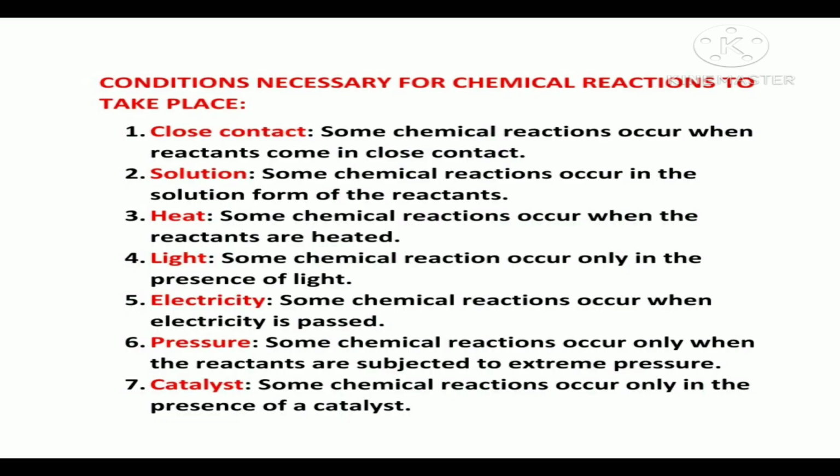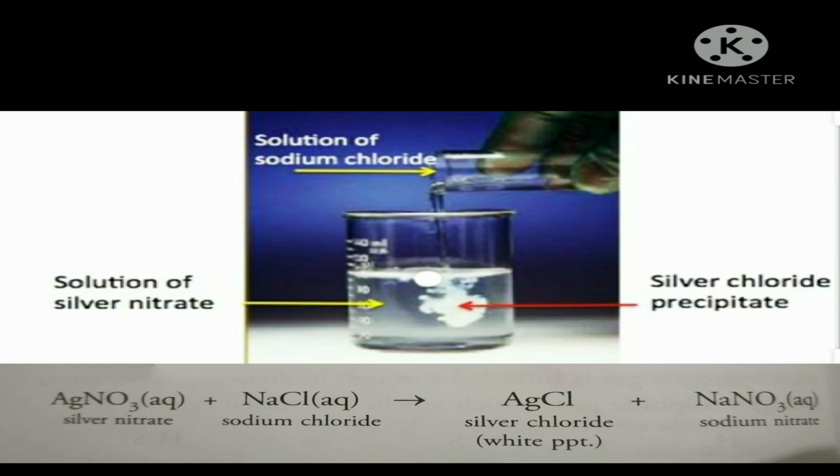The next condition is that some chemical reactions occur only when the reactants are in the solution form. So let's see an example of a chemical reaction in which this condition is required. If you remember, we have already done this equation, the one in which a precipitate is formed. I told you sometimes two solutions react to give an insoluble solid, to form a precipitate. So what was the condition for the reaction to take place? We were taking two solutions. That means the reactants should be in the solution state.